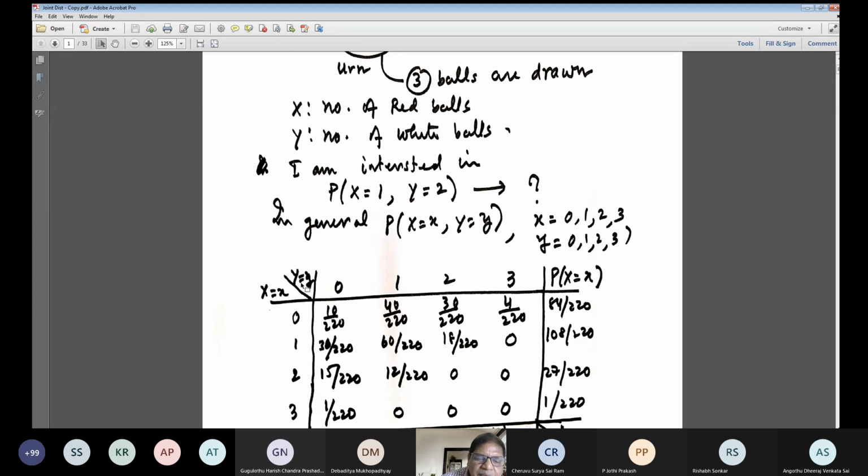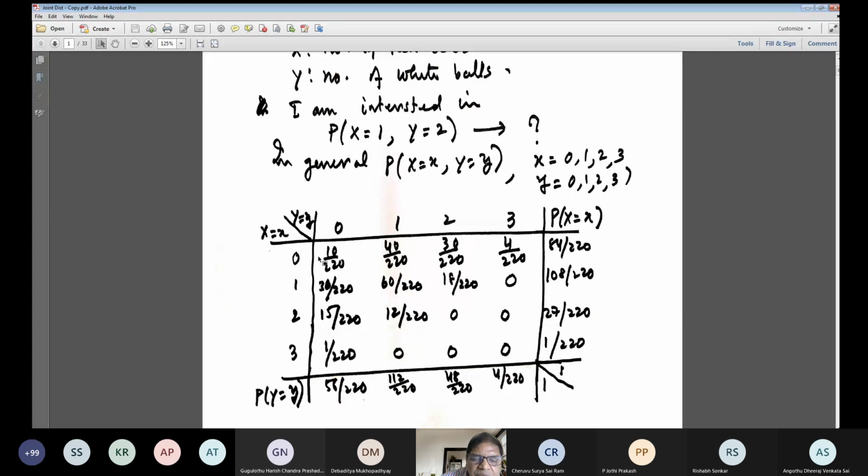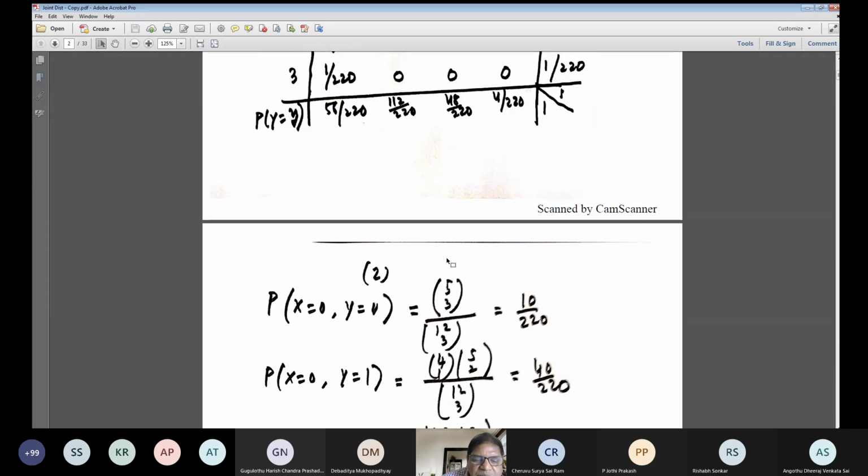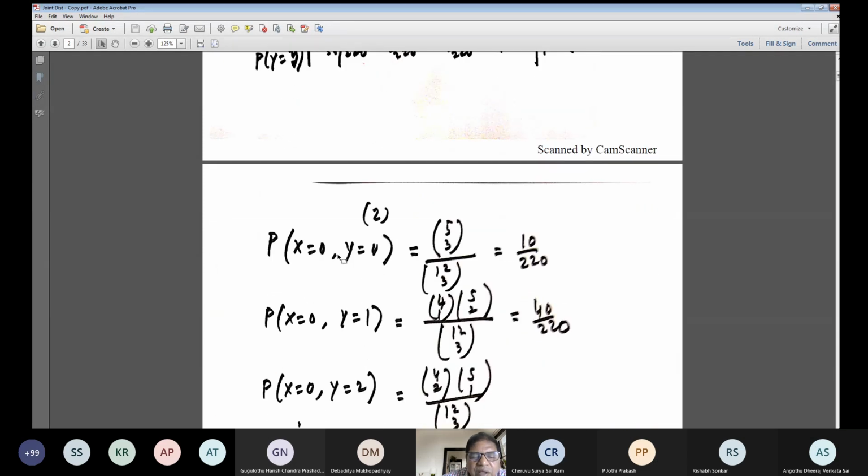In the top row we write the random variable Y, and Y is the number of white balls. So in a sample of size 3, the number of white balls could be 0, 1, 2, 3. So we have written this. Now we have to find the probability of X equal to 0, Y equal to 0; X equal to 0, Y equal to 1; X equal to 0, Y equal to 2, etc. To start with, I have done X0, Y0.